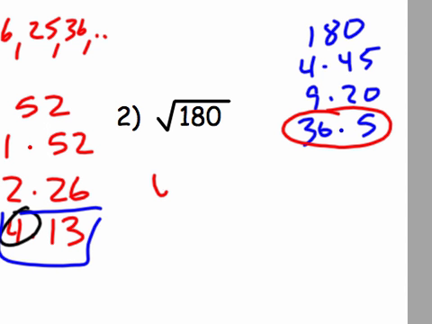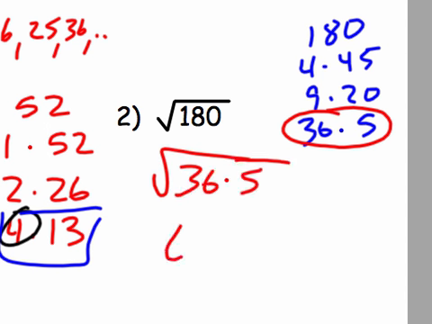So I break 180 into 36 times 5, and the square root of 36 is 6, and I leave the square root of 5. It's already simplified.